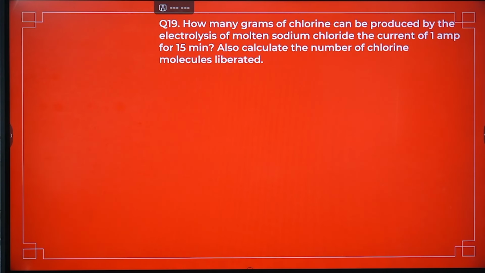Let's go ahead. How many grams of chlorine can be produced by electrolysis of molten sodium chloride by a current of 1 ampere for 15 minutes? Also calculate the number of chlorine molecules liberated. Let's go ahead.